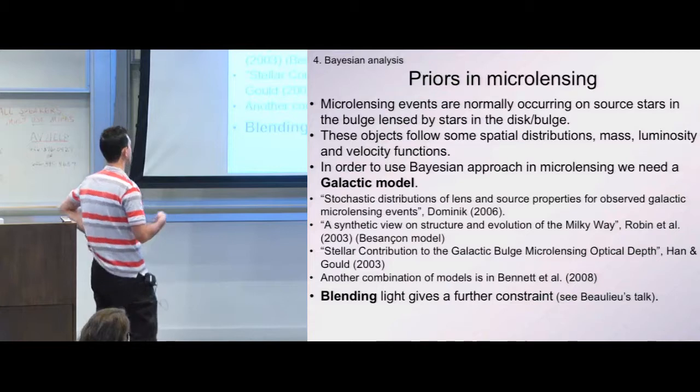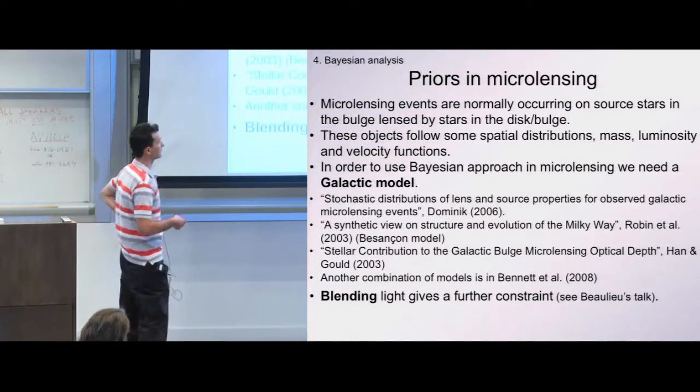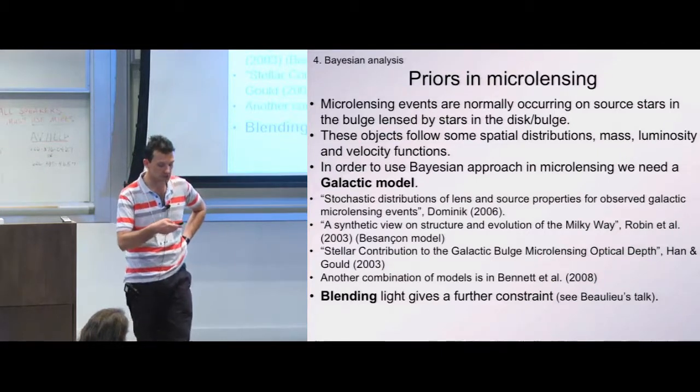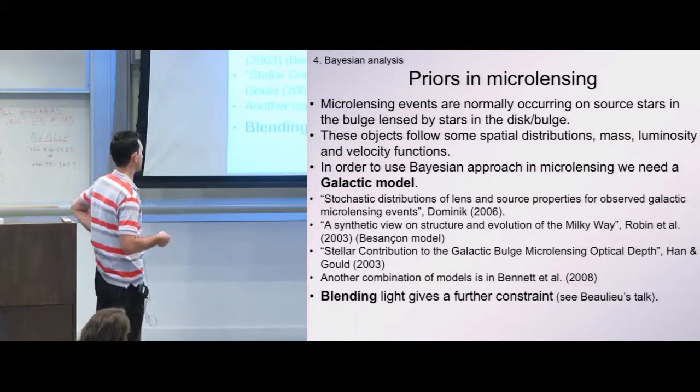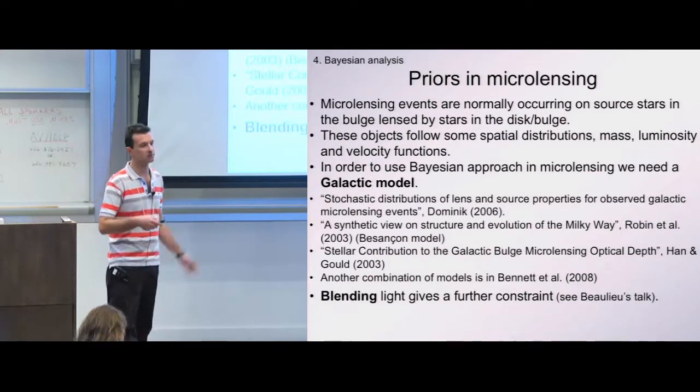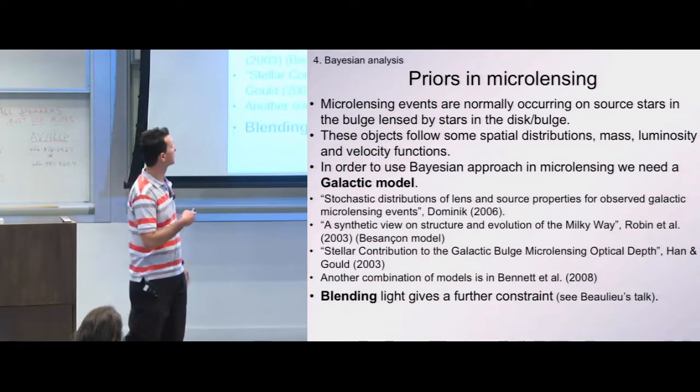And also, other information that can be injected is further constraints you have, for example, from independent measurements. So, for example, if you have constraints from the blending light, from adaptive optics observation, you can inject it at this level in the same way.